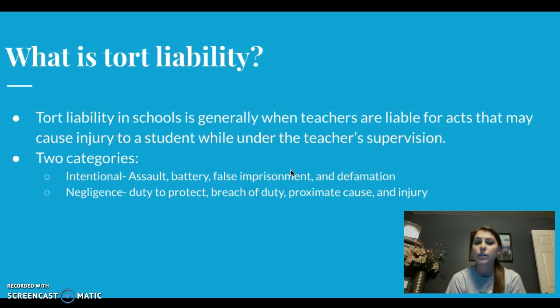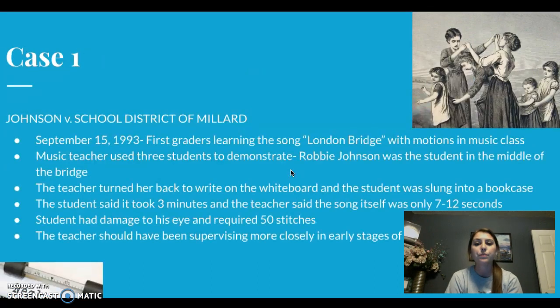There are two categories. There's intentional tort, which would be like planned harm to a student, and under that category falls assault, battery, false imprisonment, and defamation. Now, negligence is in regards to something that isn't planned but still causes harm to that student. So this would be duty to protect, breach of duty, proximate cause, and injury.